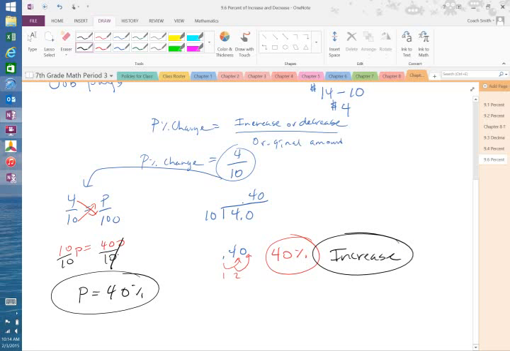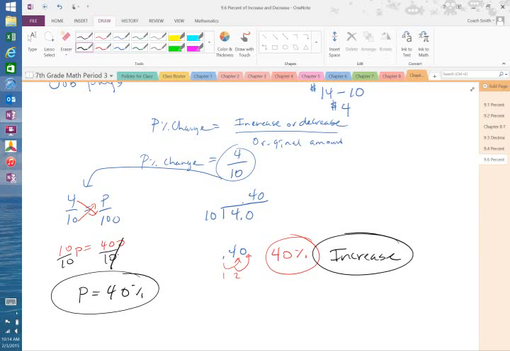Because on most of these problems, they want you to tell them whether it's an increase or a decrease. Obviously, if it increases from the original amount, it's an increase. If it decreases from the original amount, it would be a decrease. Zach? How did I get 10? That was the original amount. My original pay was $10 an hour. And so they increased it to 14, which is $4 an hour increase. So basically they increased your pay 40% per hour, which is very unusual.